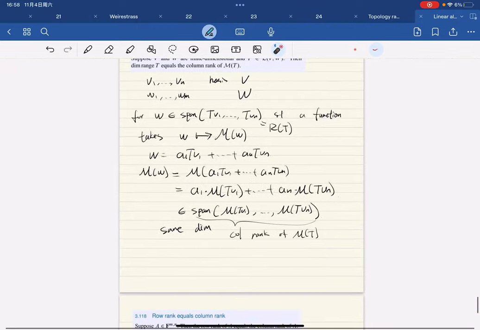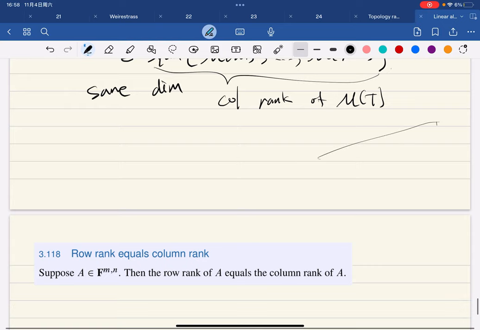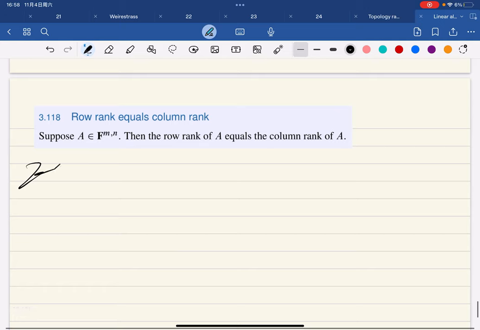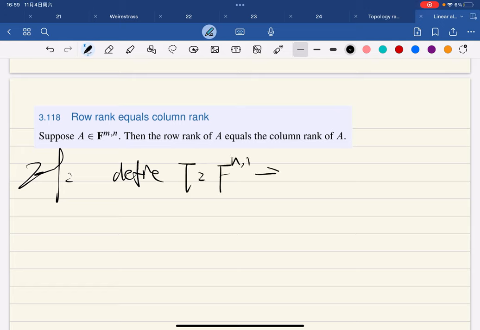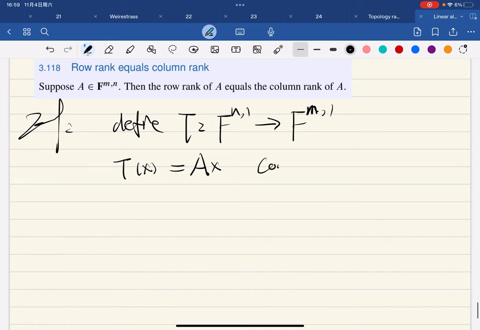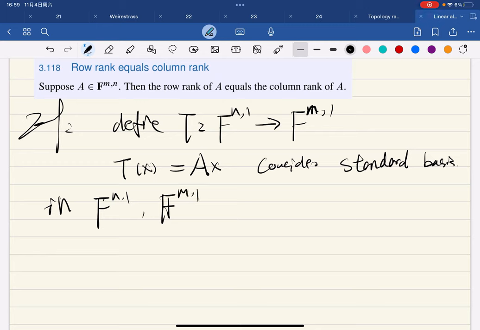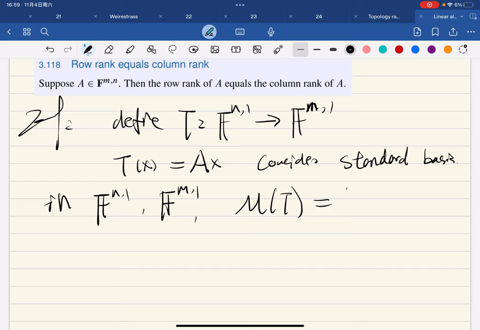Okay, so now we're good. And we're going to show that the column rank is equal to the row rank, so they represent the same thing. We define T from F^n to F^m such that T of X equals A times X. And now we consider their standard bases. Then we know that the matrix of T is equal to A.